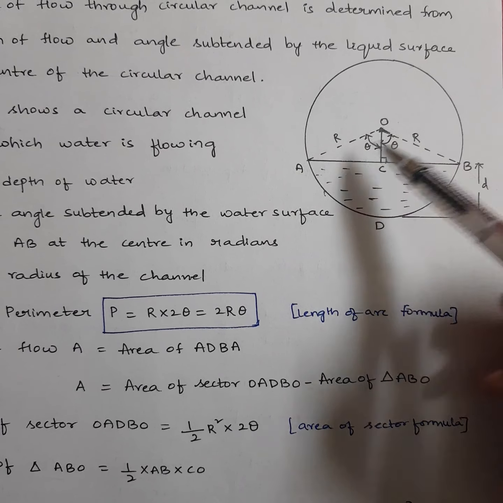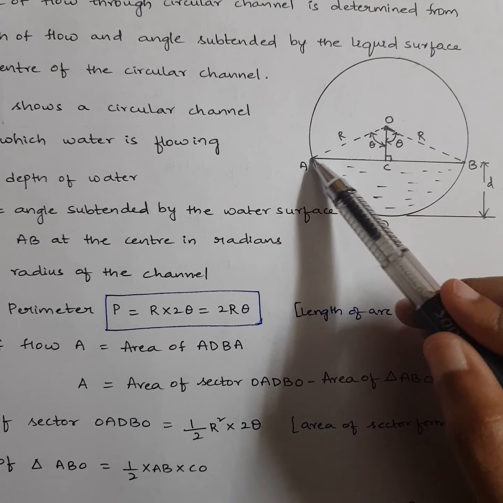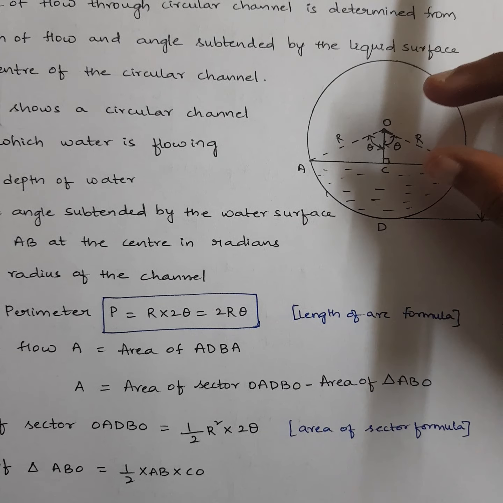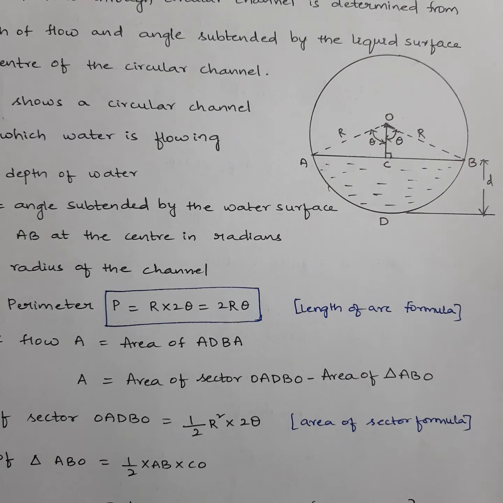Okay, total sector I will take. Then I will take the area of triangle OAB. Correct? First I will take the total sector, then I will take the total area, this small part. Then what I will do?